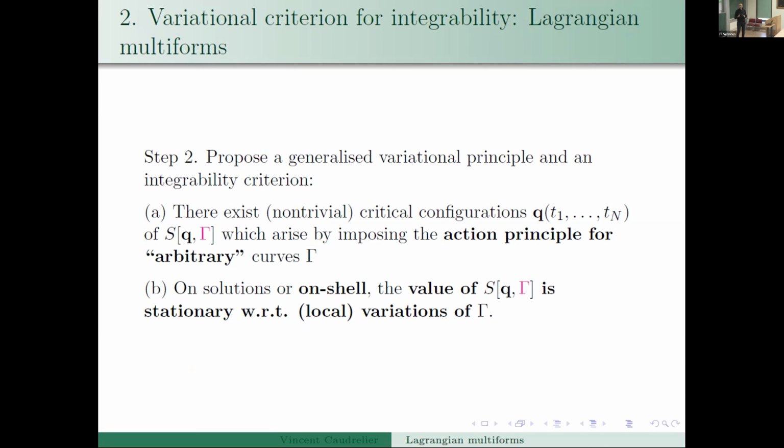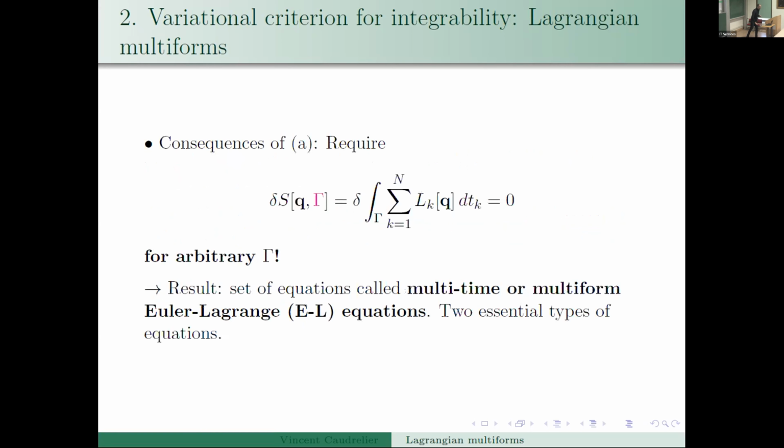So you're almost there. And then the second thing is that on shell, we're going to require that the value of the action, when you calculate it for one of the allowed configurations, actually does not depend on the path. It's the same. And if you do that, let me show you some of the consequences. You get a generalization of the Euler-Lagrange equations, which we call multi-time or multiform Euler-Lagrange equations, and they come in 2 sets.